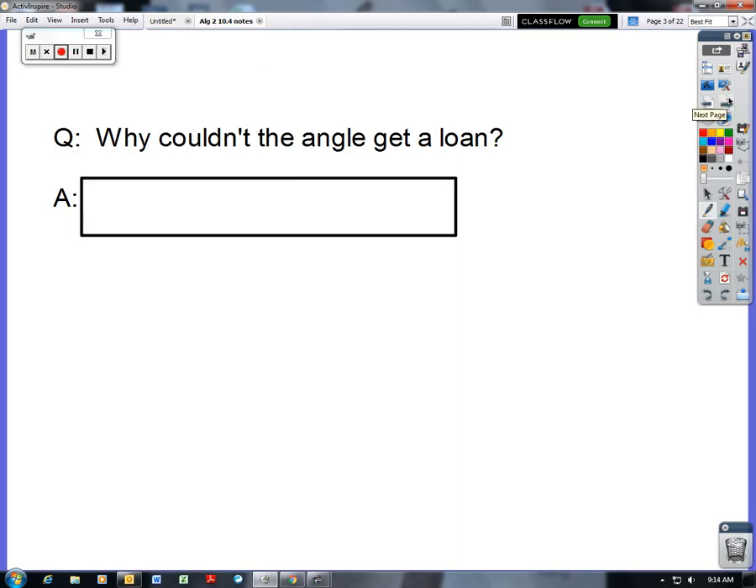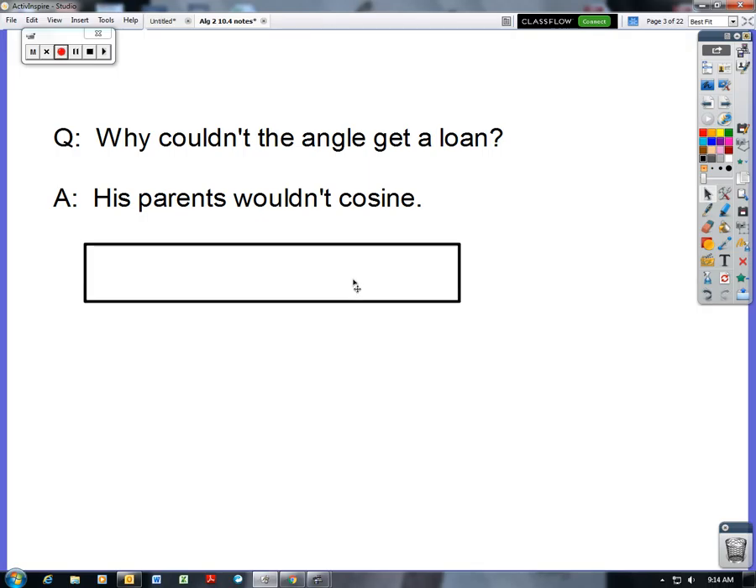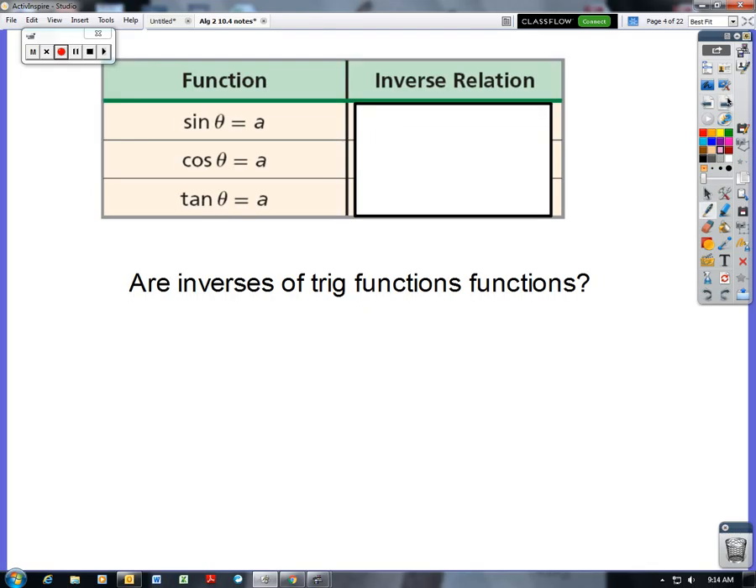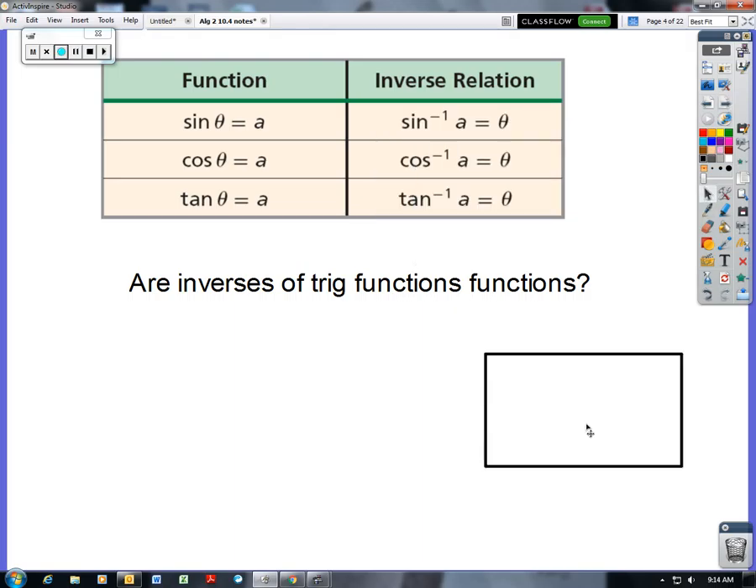Why couldn't the angle get a loan? His parents wouldn't cosine. Aww. Sorry about that.